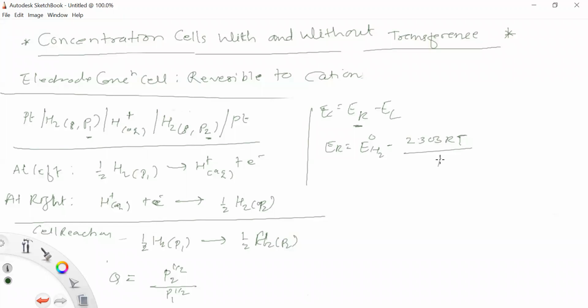2.303, एक इलेक्ट्रॉन बाहेर पडते म्हणजे only F, log to the base 10 and the reaction coefficient for only this reaction's right hand side, that is P2 1 by 2 upon activity of H ions only for this, right? Now EL is E0H2 minus 2.303 RT upon F. Here also one electron, log to the base 10, activity or reaction coefficient for this one, that is P1 1 by 2 upon activity of H plus.